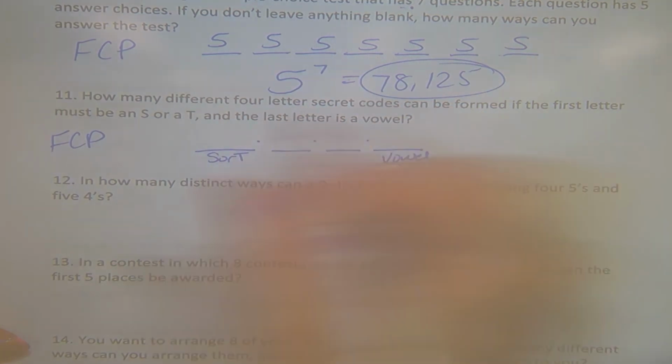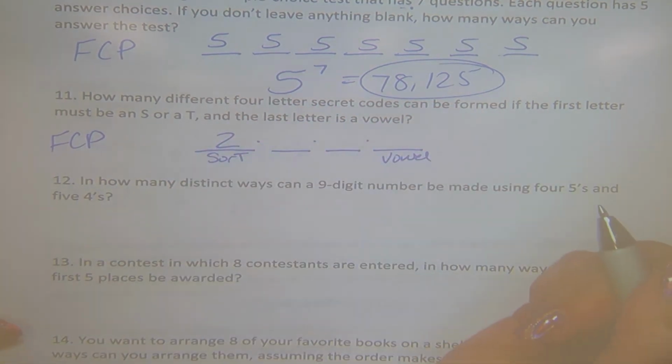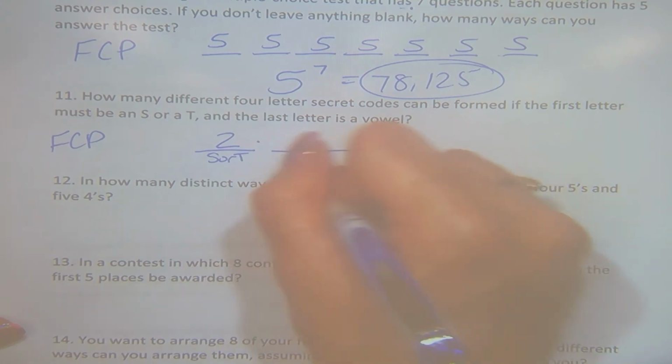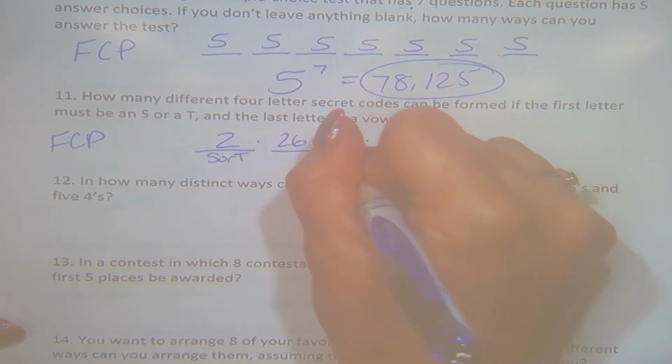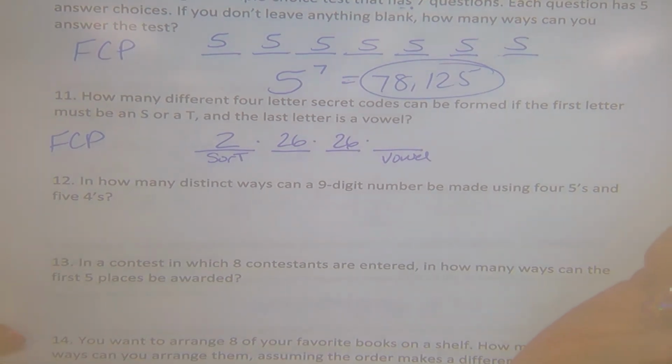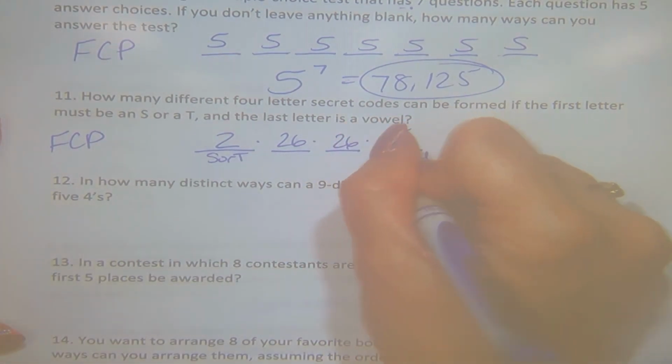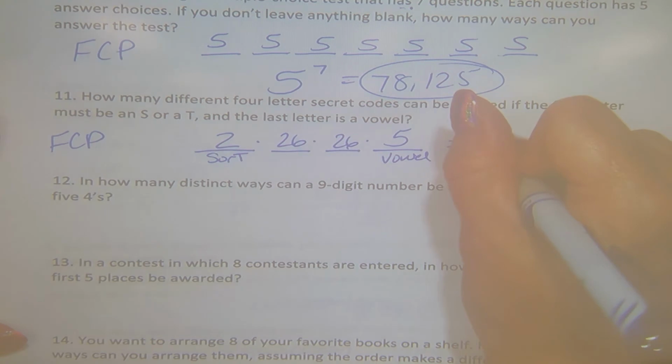I'm just multiplying together. S or T, that's just 2 choices there. The middle 2 entries in the secret code can be any letter, so 26, 26. And then we're going to say we have 5 vowels that are always vowels.